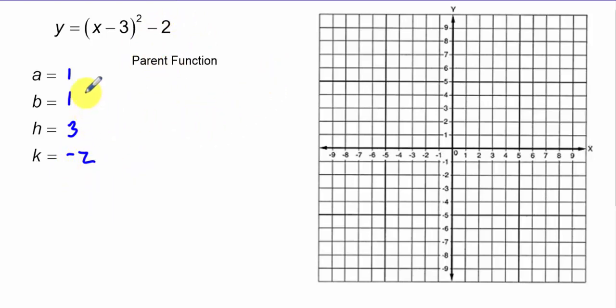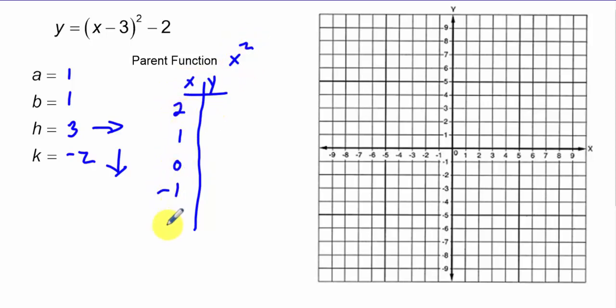Now, what this has done is it's translated every point 3 to the right and 2 down. So I know that this parent function is x squared, which has values that we normally plug in of -2 to +2. And this is my general pattern that the graph will look like because there has been no stretching of the graph or compressing, because a and b have not changed. There's no x multiplier, no y multiplier. So the graph is going to look exactly like this graph would be. It's just going to move.